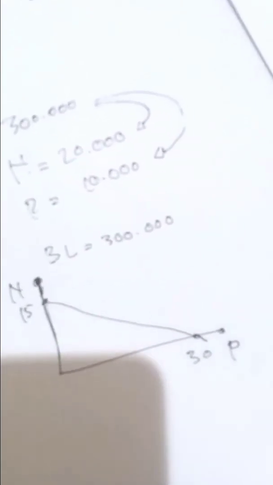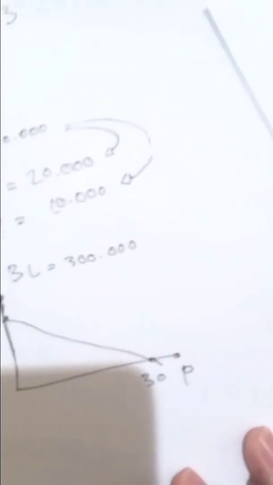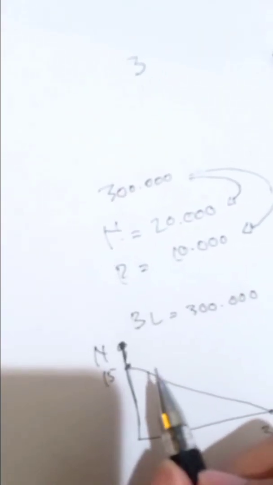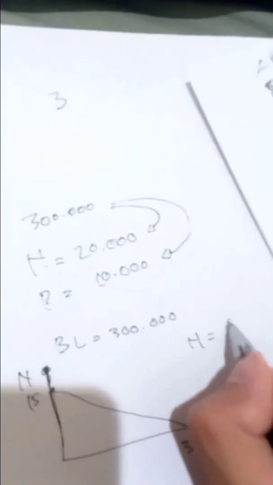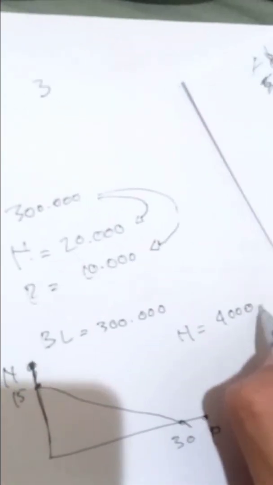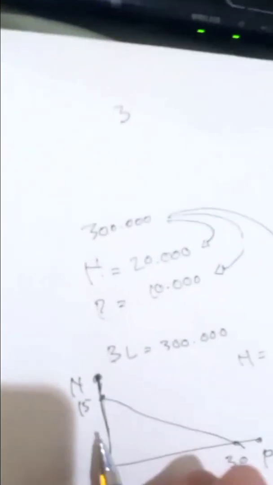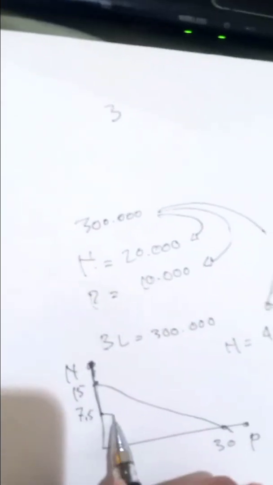Okay, the second: what will be the change of the budget line if the price of notebook increases to 40,000? So if the price of notebook increases, it will become 40,000. 300,000 divided by 40 will be 7.5. So the budget line will be like this one.